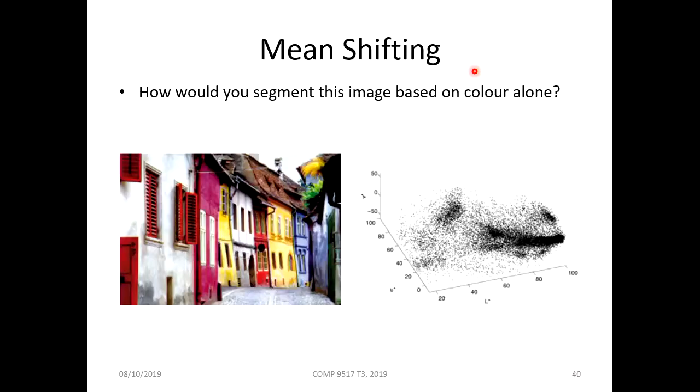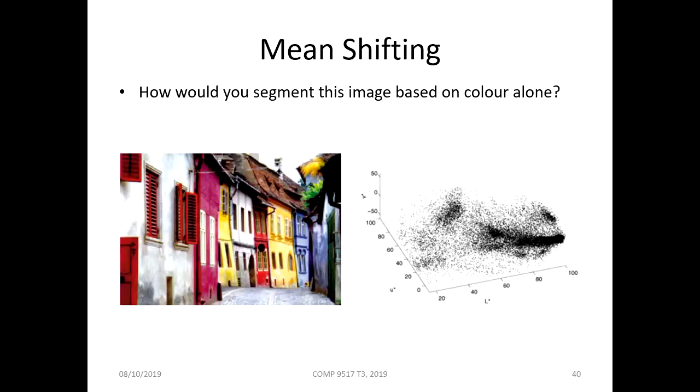So that's one other concept that you could use, that people have used. Here's another one, mean shifting. So here's a totally different image. Some picture from a street in probably Italy or something, I don't know. How would you segment this image based only on color?